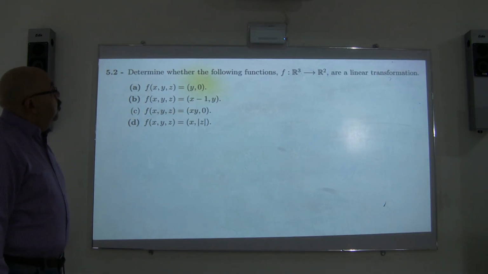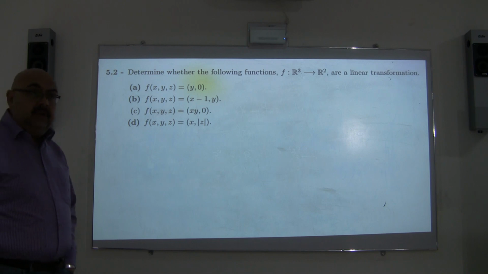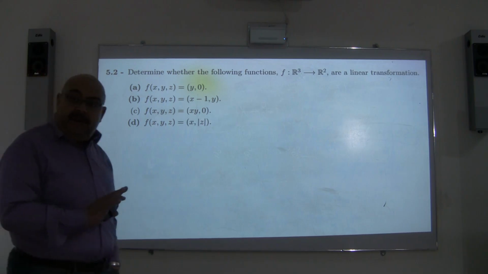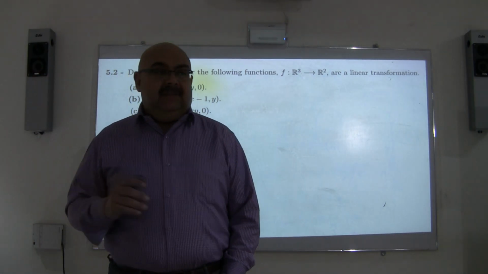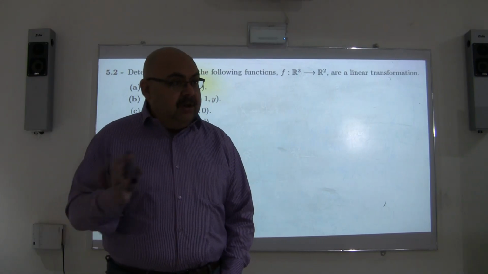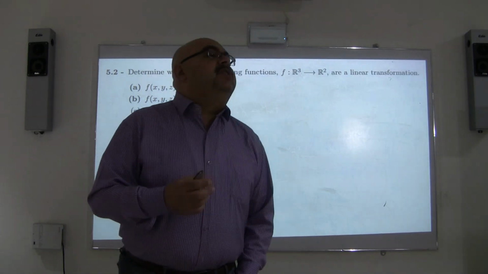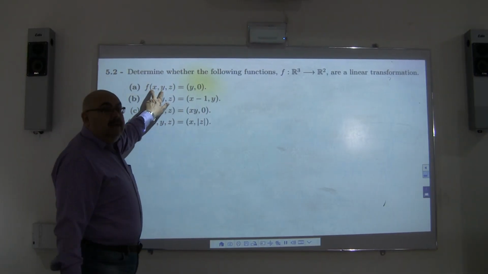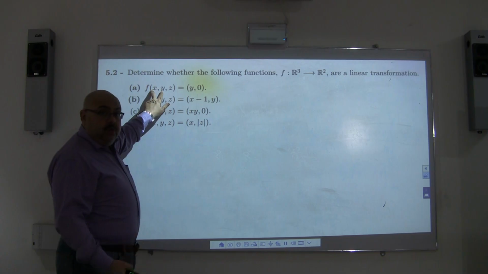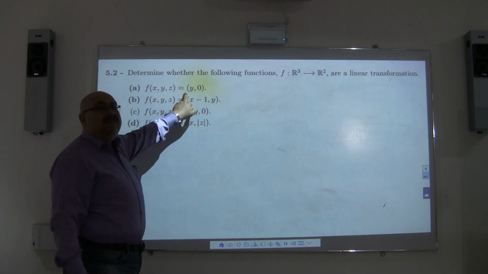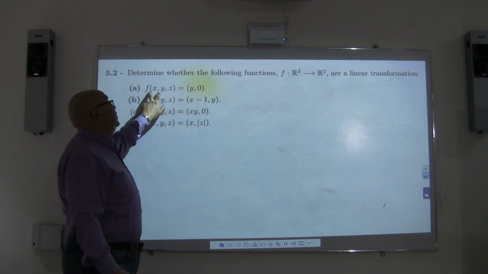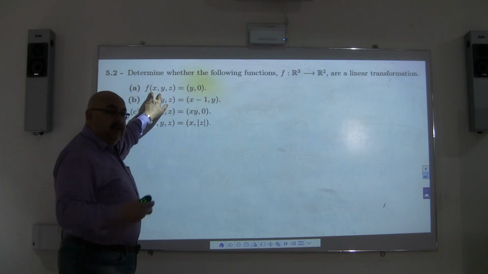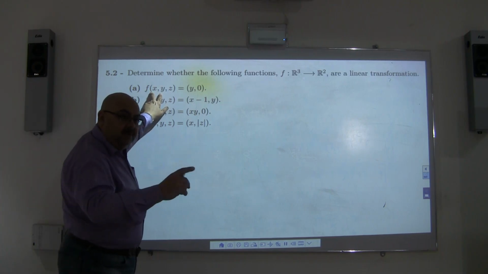Determine whether each of the following functions is a linear transformation. If you remark, it is a function that maps elements from R3 into R2. So this linear transform will take 3 dimensions and map them into 2 dimensions. How is it going to be done? The first of them will take x, y, and z, and the image will be y and 0 only. So for every element you use x, y, z as an input, the image will contain only y and 0, right?